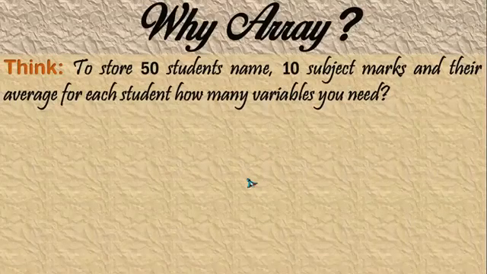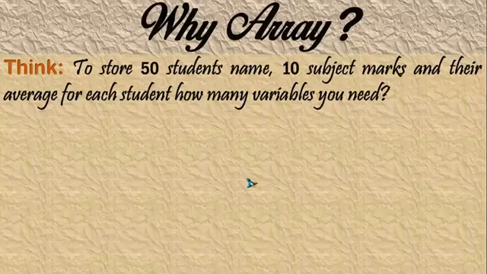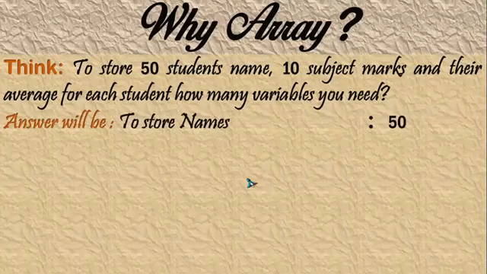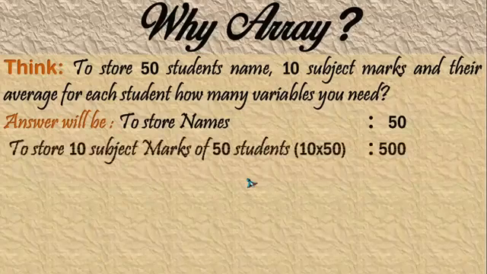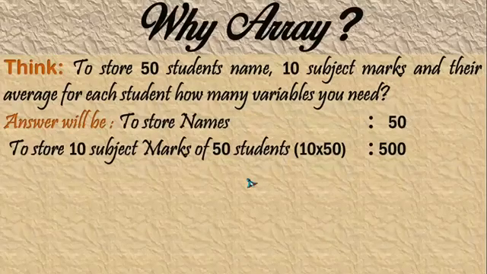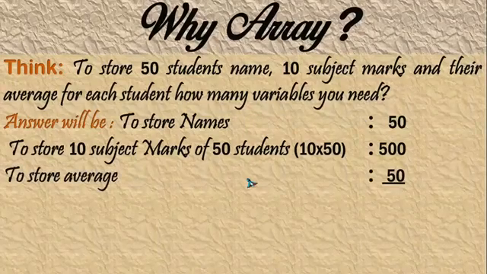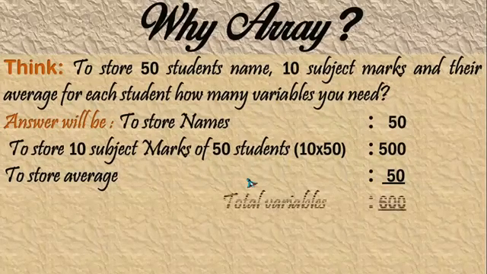Think about, we need to store 50 students' details, that is 50 students' names, their subject marks for 10 subjects, and we are also storing the average of each student. How many variables do we require? To store names, 50 variables we require. To store 10 subject marks of 50 students, 10 into 50, we require 500 variables. To store average, again we need 50 variables. So totally we may require 600 variables.